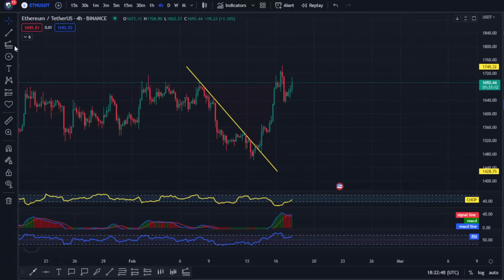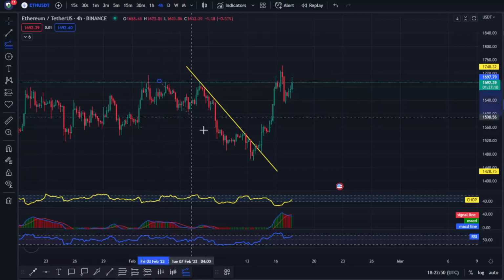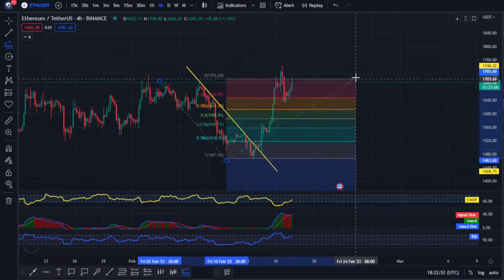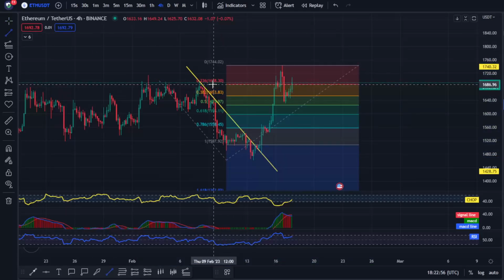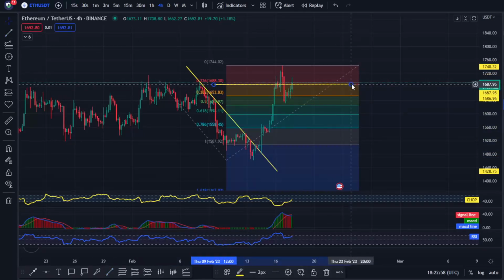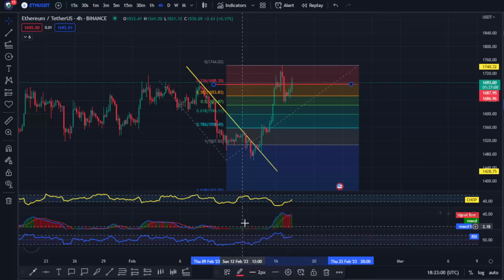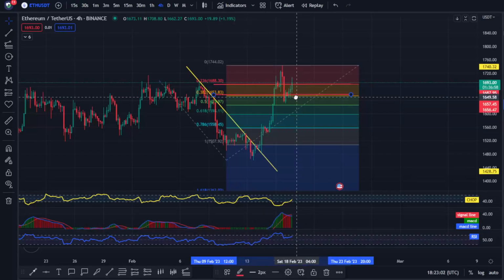We will use the trend-based fib extension tool to mark the supports, and as you can see, we have the first support at $1,687. The second support at $1,653, the third support at $1,626, and the next support at $1,597.